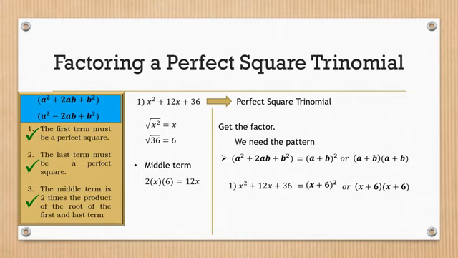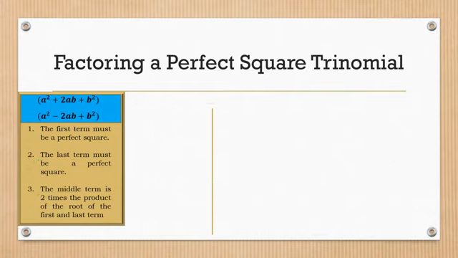Okay? So, let's have another example. So, this time, you use the pattern, i-check na tong pattern kung pasok. First term is a perfect square. 4r squared is a perfect square. Pasok. Okay. Next, last term. Check. Is 9 a perfect square? Pasok. Very good. So let's have now the middle term.